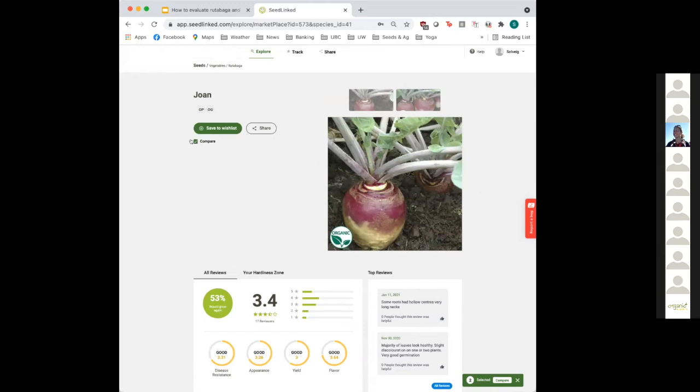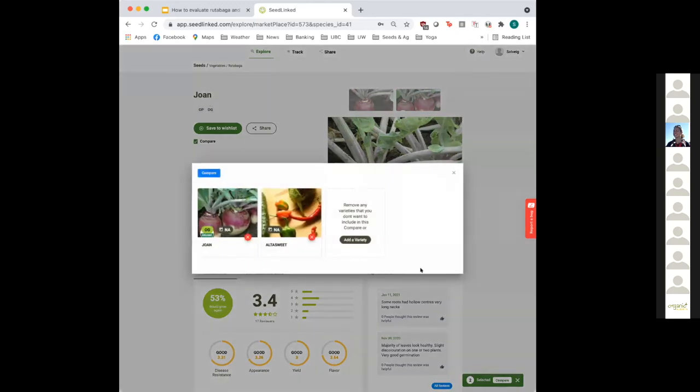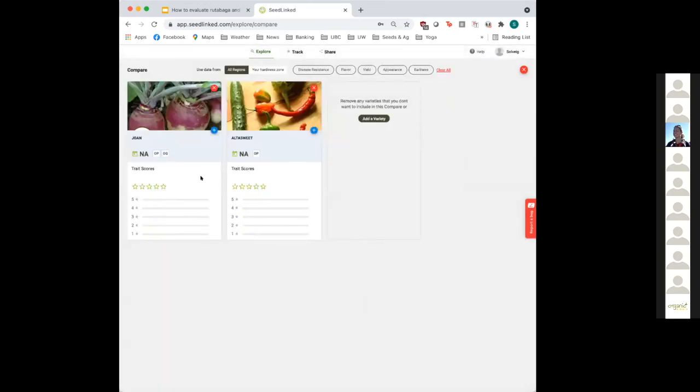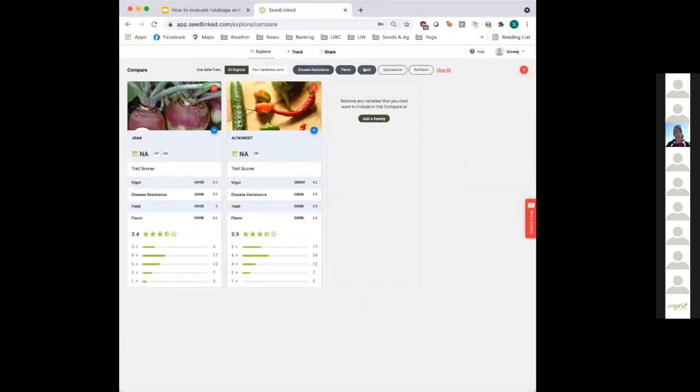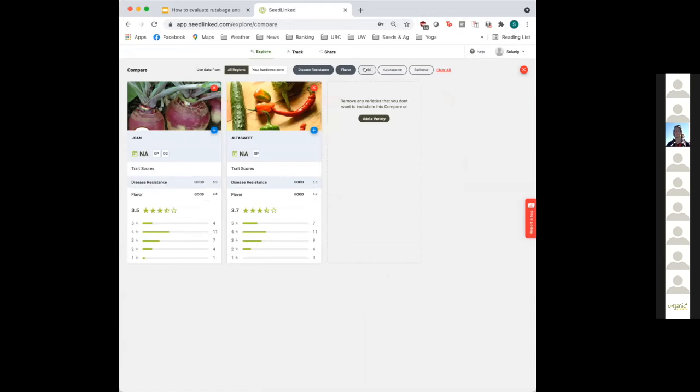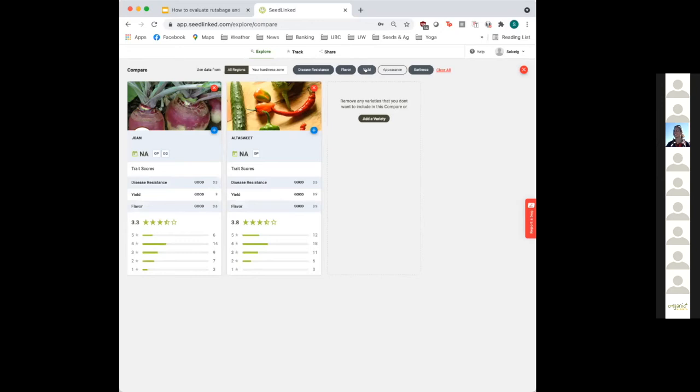You also have the choice to compare varieties. So I guess I loaded that up last night. I'll show you that view. So I can compare Joan and Alta Sweet. And I can choose which to compare, like yield. And anyway, you can play around with that. It's a little bit like the Tableau interface, except using all growers who have evaluated something, and choosing just the varieties you're interested in.